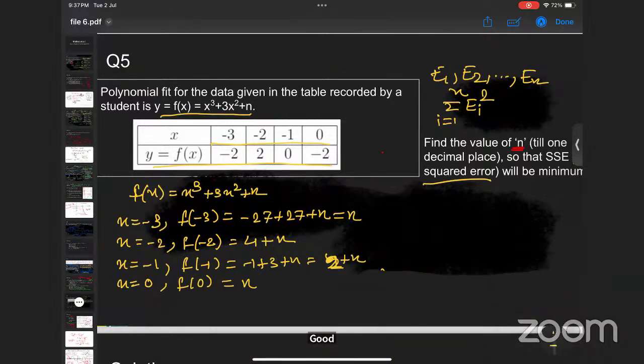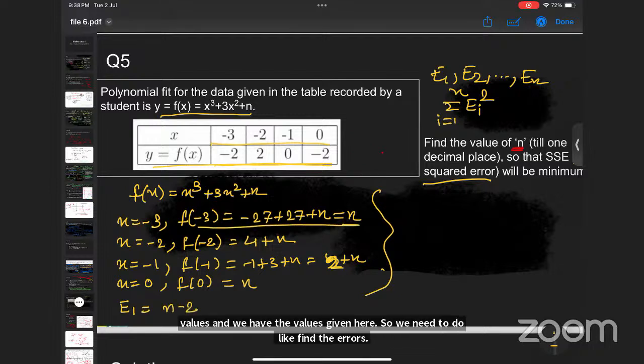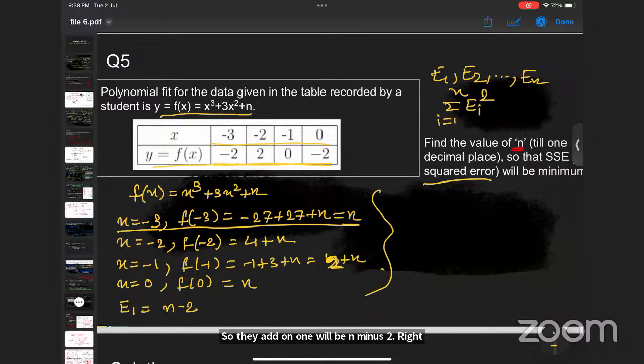So this is our functional values, and we have the values given here. So we need to find the errors. So the error one will be n minus 2, right? Yes. Ma'am, I think it will be n plus 2, n minus of minus 2. Yes. Error 2 will be this. Again, it will be n plus 2, right?